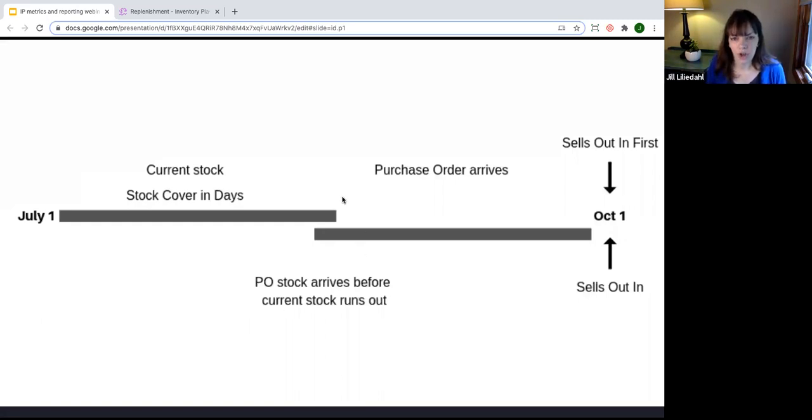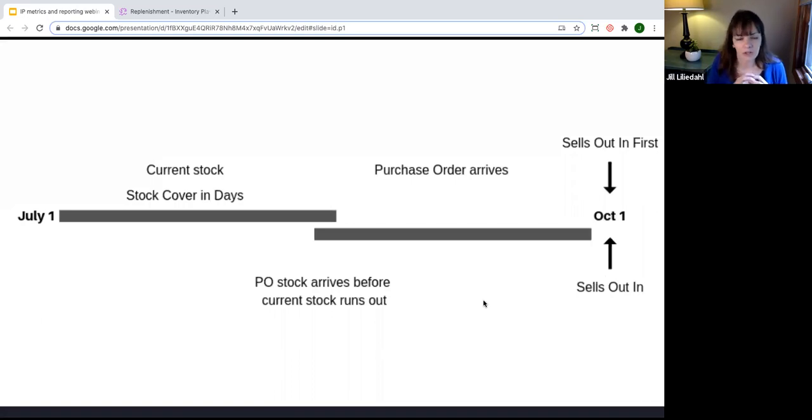So you can see there's an overlap in stock. No stockouts are happening here. In this case, sells out in first and sells out in are going to tell us the same date, because there's no break in the action that would trigger that sells out in first to show earlier. So that's when they're going to show for the same date.